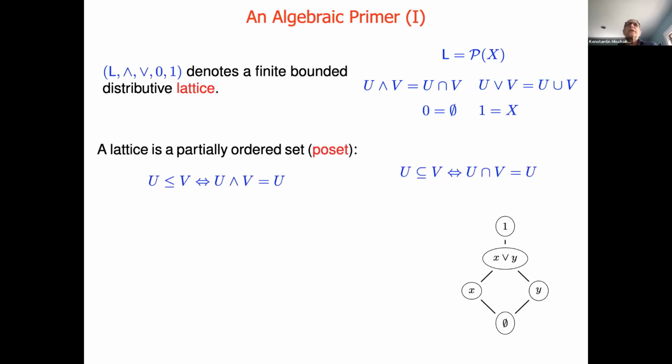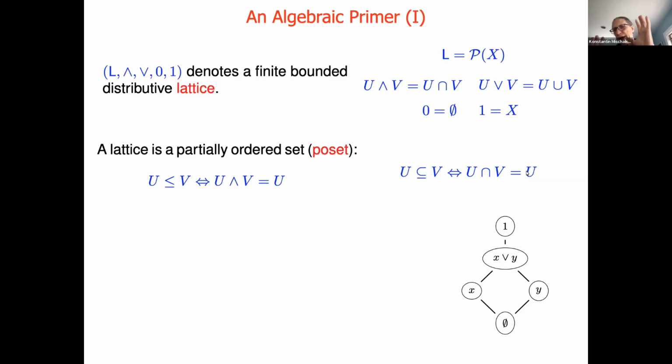When I give you a lattice, then I can always turn it into a partially ordered set. One way to do that is to use the wedge operation. And so I'll say that U is less than V if U wedge V is equal to U. Back over here on the set theory side, U is a subset of V. Well, what does that mean? One way to think about that is if you take U intersect V, you get U back again.